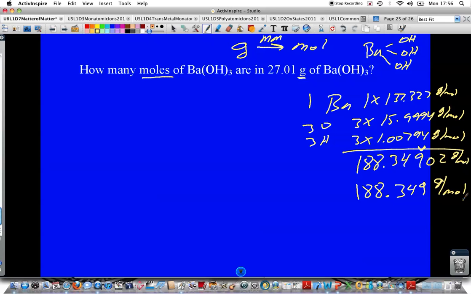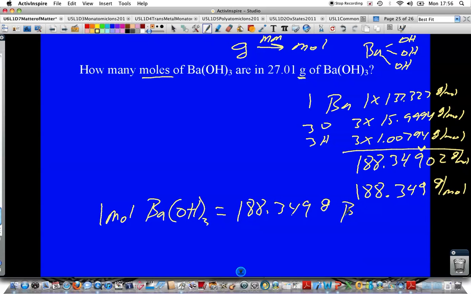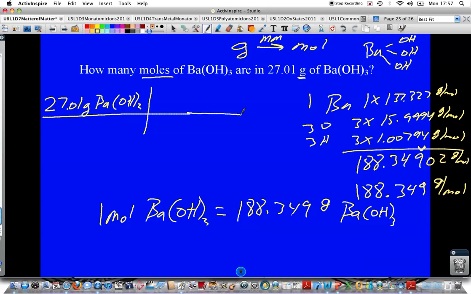Now we're going to take that and turn it into a conversion factor, because that's the number of grams in 1 mole. I'm going to say 1 mole of barium hydroxide is equal to 188.349 grams of barium hydroxide. And then I'm going to do my dimensional analysis. I'm going to take the number that I'm given, 27.01 grams of barium hydroxide, and I want to convert it to moles using my molar mass.